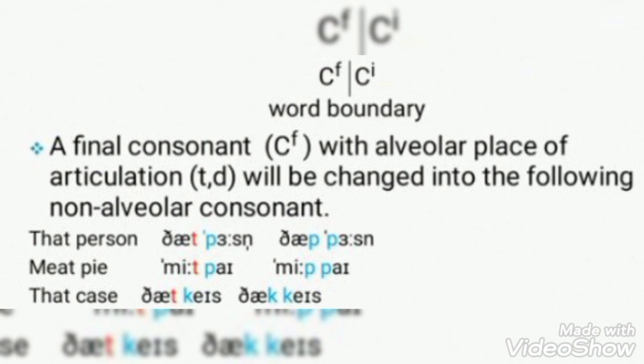For example, "that person". This t is an alveolar sound, but in "person" the p is a non-alveolar sound. P is a plosive, so it is not alveolar. In this, the t sound is changed into p. We will see "thap person". We all native speakers pronounce it as "thap person", not as "that person".